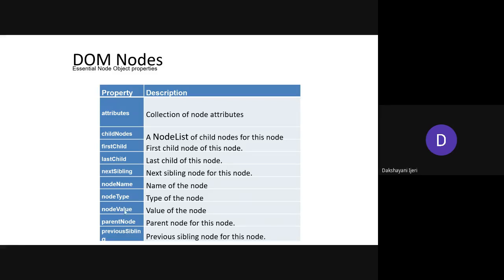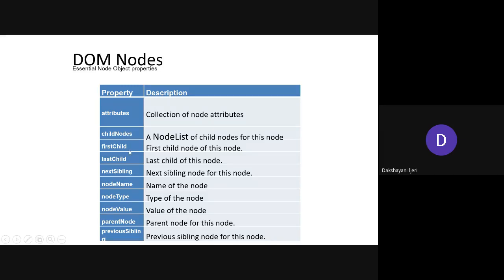It is possible with these properties. So if you want to get any particular attribute from the element, you have to get it through the attributes property. And if you want to get all the child nodes for any particular parent element, in that case you can use the childNodes property.